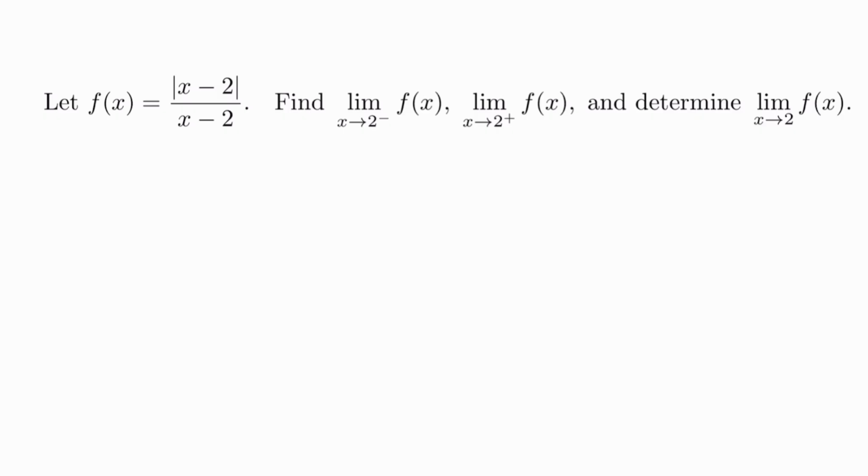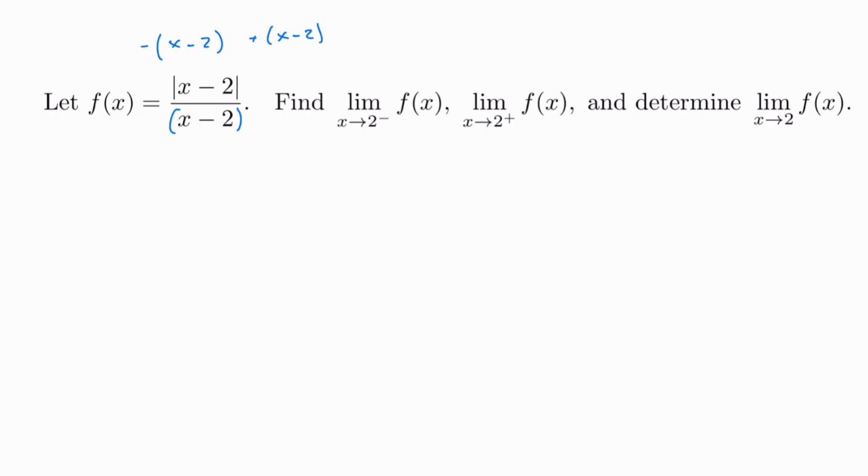So here we've got a similar problem to the last few, but this time instead of a piecewise function, we just have one full function, and we are once again finding the left and right-handed limits and determining the limit as a whole. So our function here is f of x is equal to the absolute value of x minus 2 divided by x minus 2. So with absolute values, right, we've got a negative part, negative x minus 2, and we've got a positive x minus 2. We see that we've got this divided by x minus 2 as well.